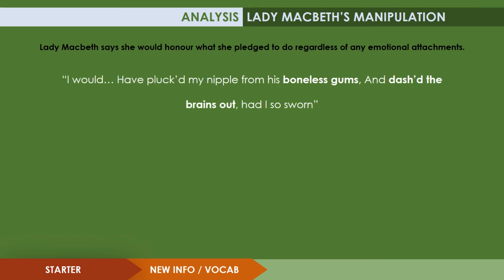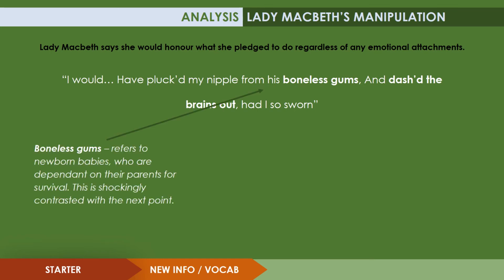So now let's look at this line here. "I would have plucked my nipple from his boneless gums and dashed the brains out, had I so sworn." So Lady Macbeth uses an analogy here, so suggesting that she would honour her word or what she promised to do, even if she promised to kill her newborn baby, despite how much she loved it. Okay, so boneless gums obviously refers to newborn babies and who are actually dependent on their parents to survive.